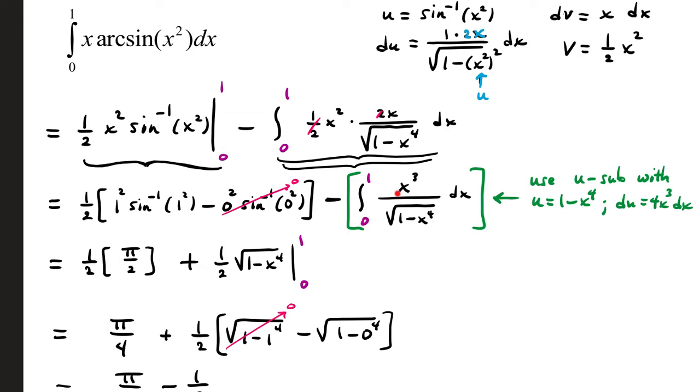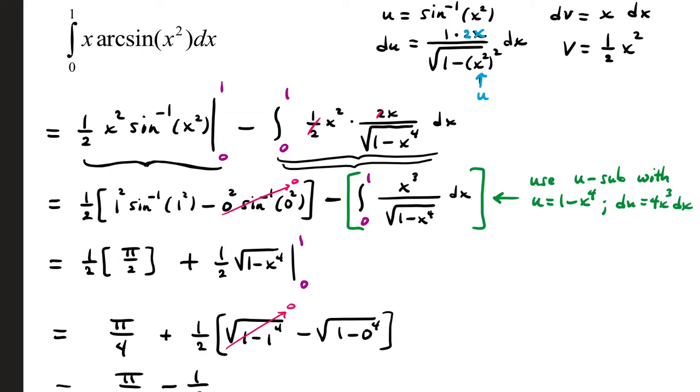And so the antiderivative of what's in the green bracket is 1/2 times the square root of 1 minus x to the 4th, and we're going to evaluate that antiderivative at 1 and 0. And let's do that. So this is the same half. Substitute in a 1, substitute in a 0.